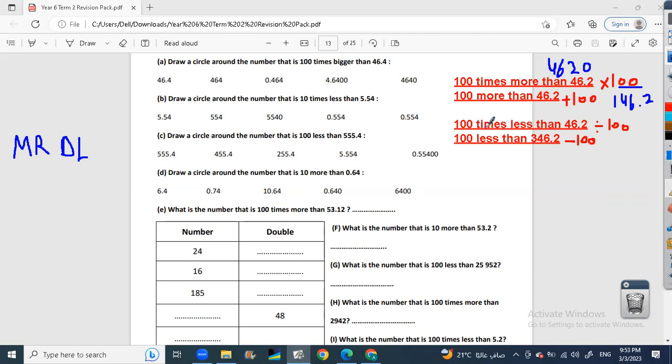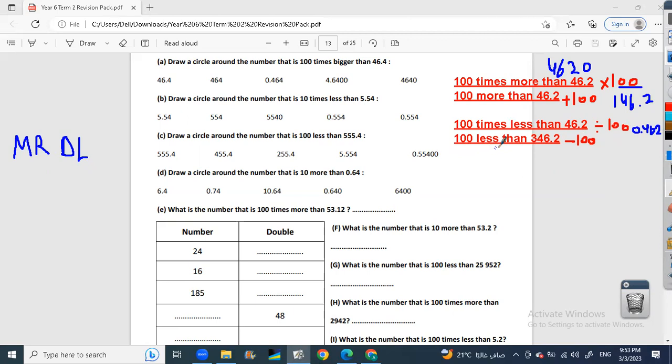Here, the next one, 100 times less than 46.2. Okay, 100 times less. That means I'm going to divide by 100, moving the decimal point 2 digits to the left. Mr. Del: multiplication, move the decimal point to the right. Division, move the decimal point to the left. So here I'm going to move it 2 digits to the left. It's going to become 0.462. All right, guys? 0.462, moving the decimal point to the left.